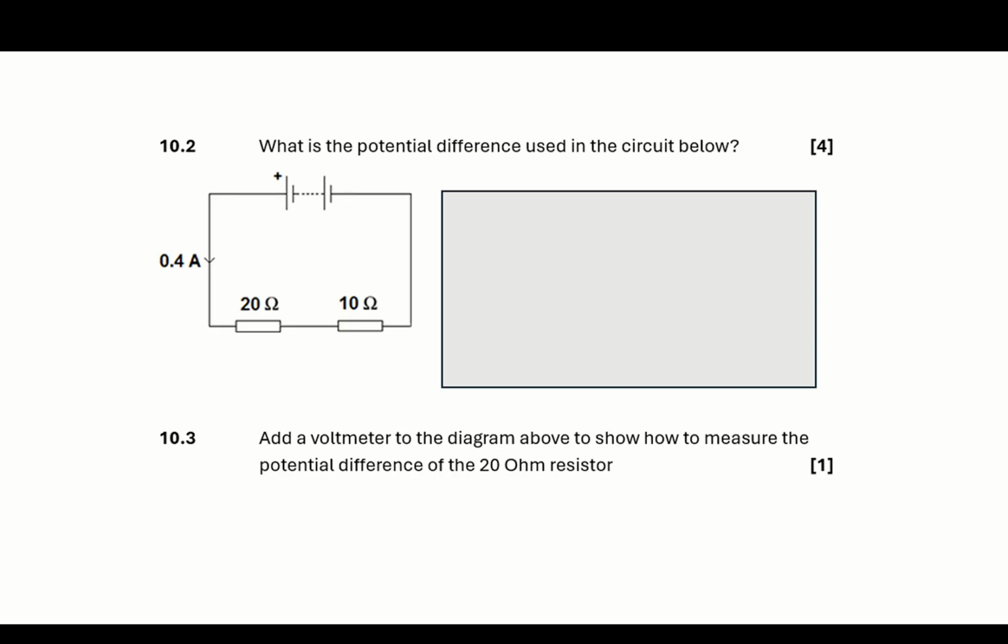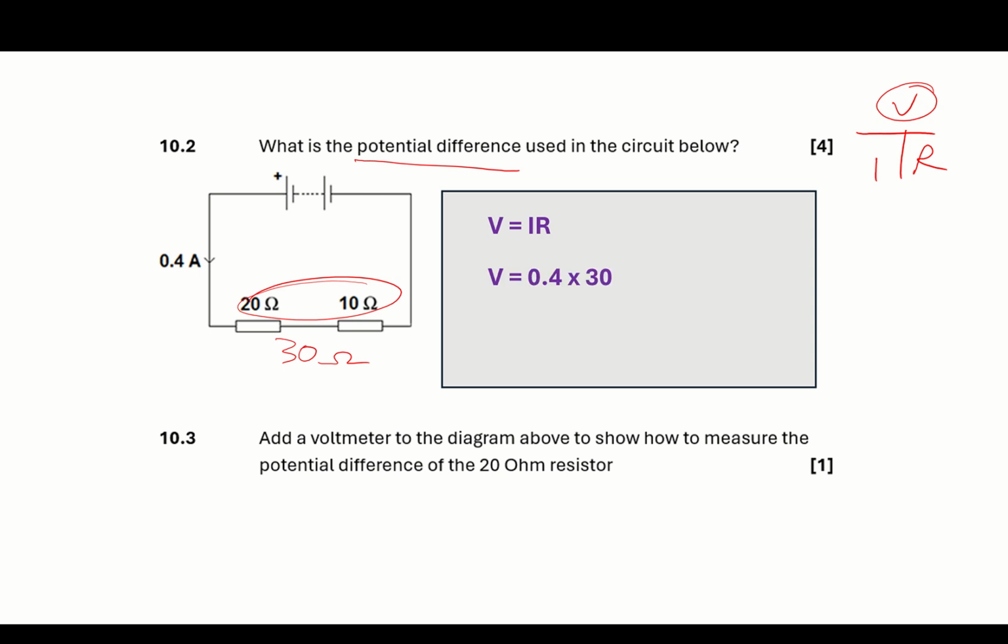What is the potential difference used in the circuit below? So we're going to need my I'm very rich. We need Ohm's law. So first job, find out the total resistance. So the total resistance is 30 ohms. And we want the potential difference, V. So V equals I times R, that's going to be the 0.4 times the total resistance 30 equals 12 volts. And then we've got a mark, a mark, and a mark.